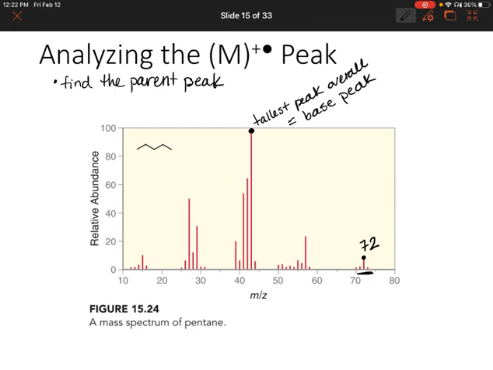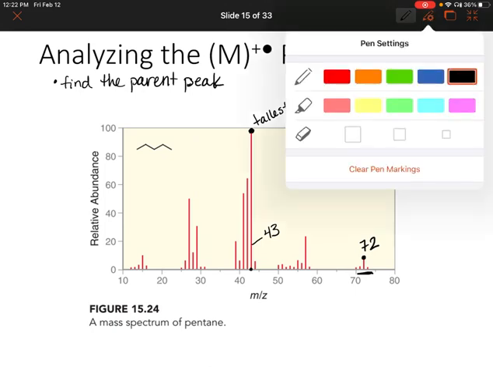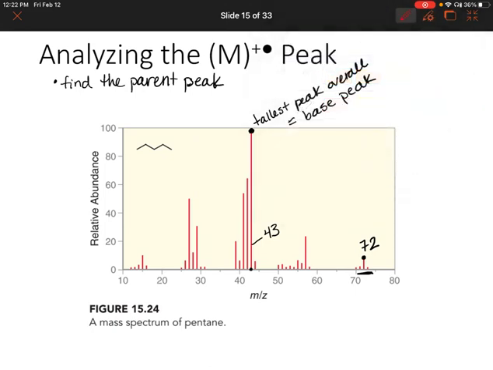So one way to figure that out, let's see, so this peak, this tallest peak, is at 43. So let's take the difference between 72 and 43. What is the difference? 29.